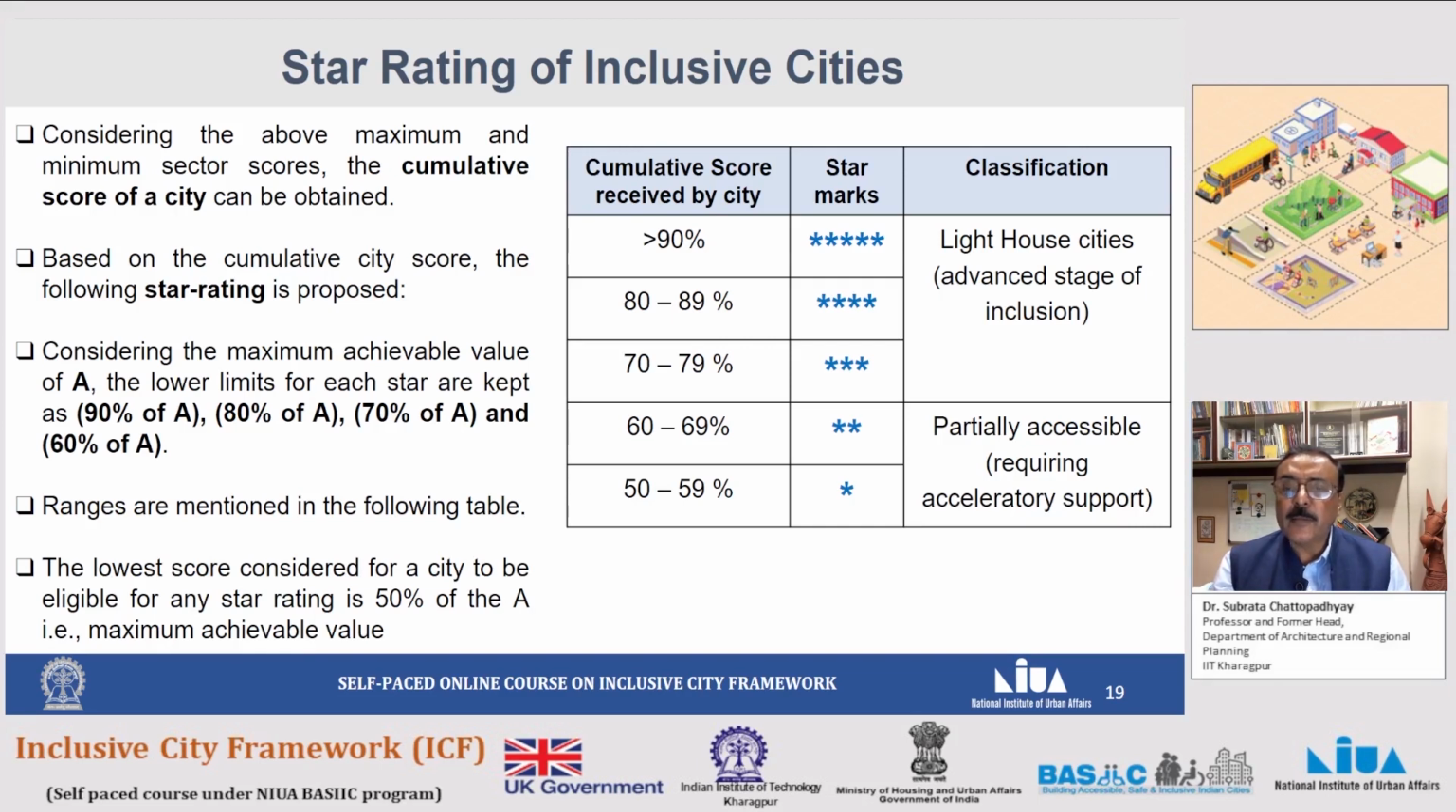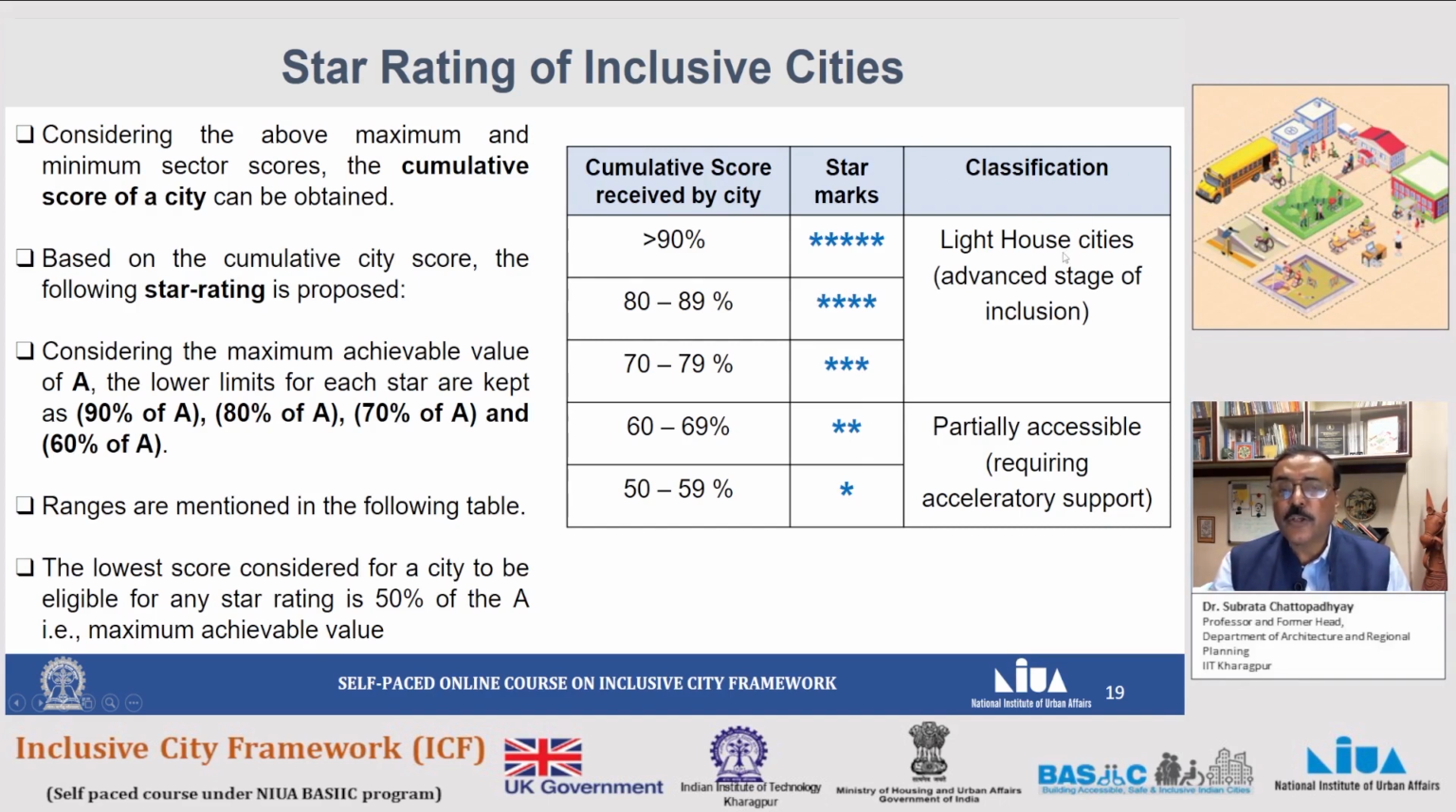Then the final step is a star rating exercise. Considering the maximum achievable value of A for a city, the lower limits for each star are kept as 90% of A for 5 star, 80% of A as 4 star, 70% of A as 3 star, and 60% of A as 2 star. We have proposed a system for classification as well.